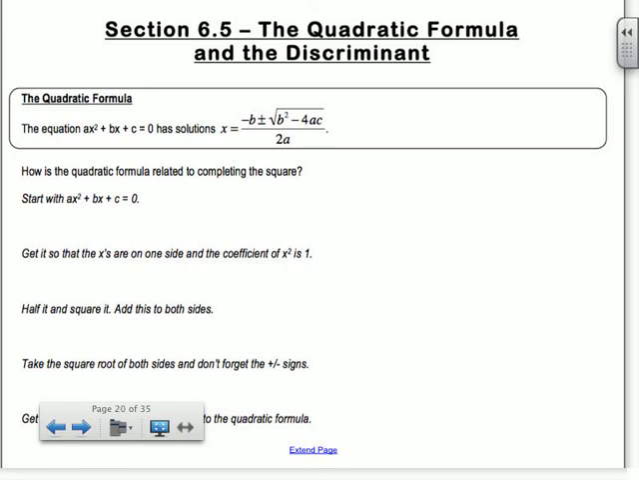All right. So how is the quadratic formula related to completing the square? You guys learned this formula last time. Remember, you learned it to a very cool song. Negative b.